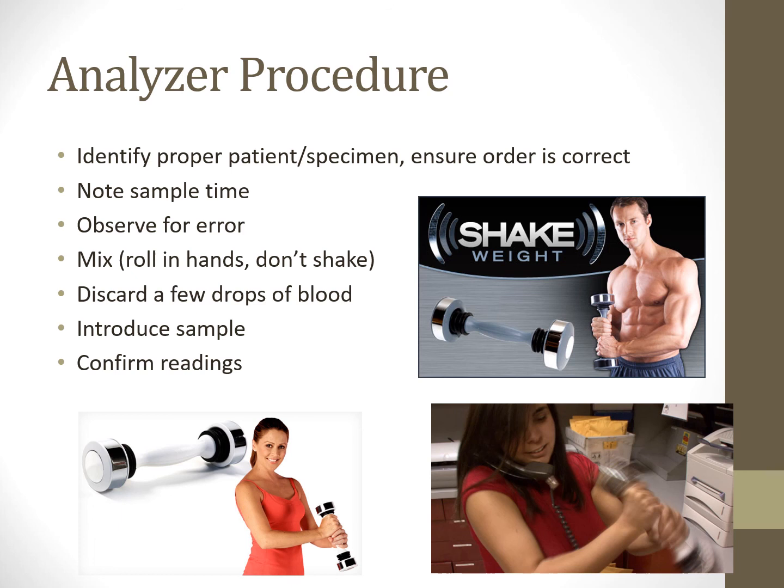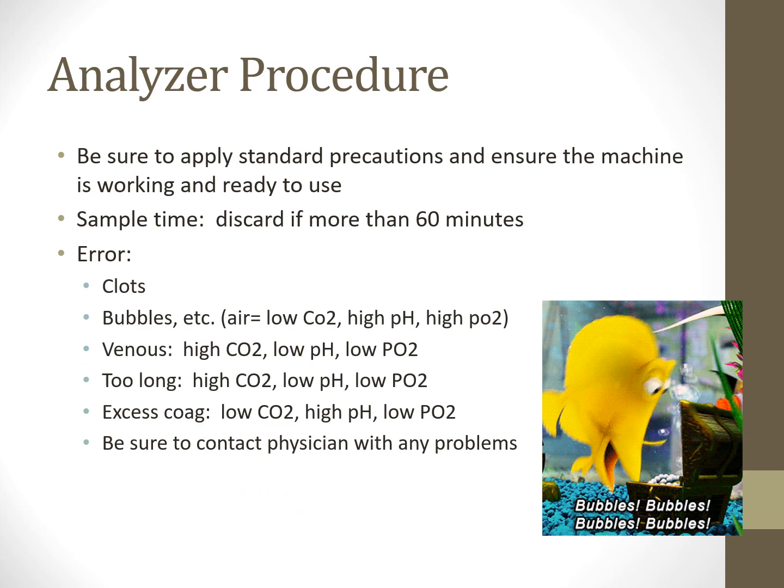Discard a few drops. That's to get any air bubbles or anything like that out of the sample. Remember, the air bubble artificially increases the PO2 and decreases the CO2, so that would alter the blood gas results. So that's why we discard that. Usually, as long as you get all the air bubble out, that's what we're looking for. Put the sample into the analyzer, confirm the readings. Do they make sense? Do you need to rerun the sample?